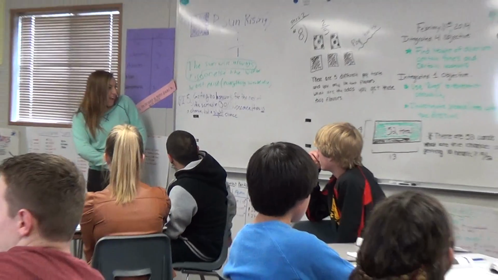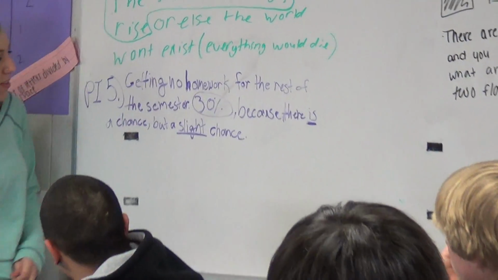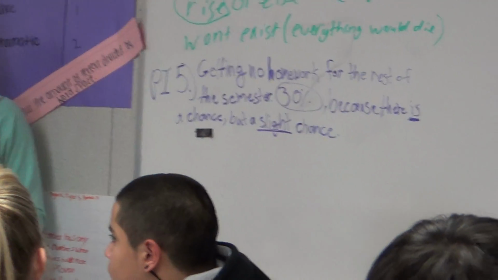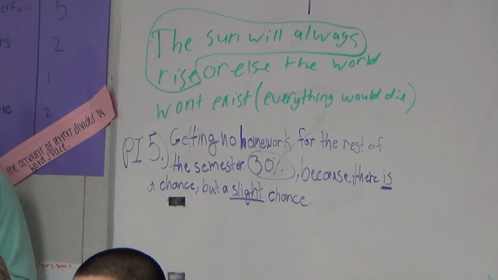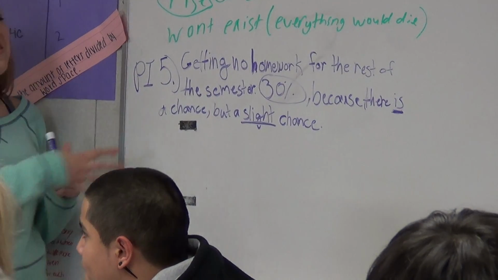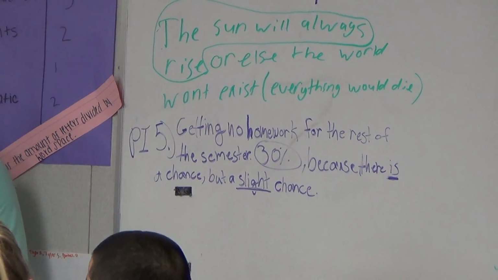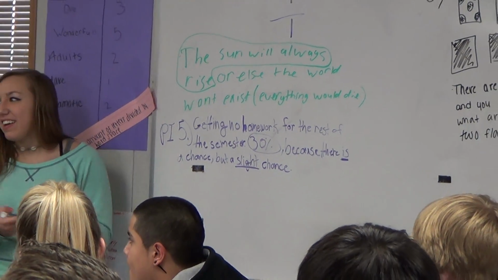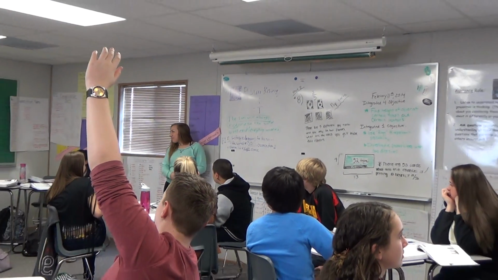So, getting no homework for the rest of the semester is 30% because there is a chance, but a very slight chance. That is not. Brandon? Well, this was homework, so this is more of an observed observation. Erin? Where'd you get 30? It depends on the person.